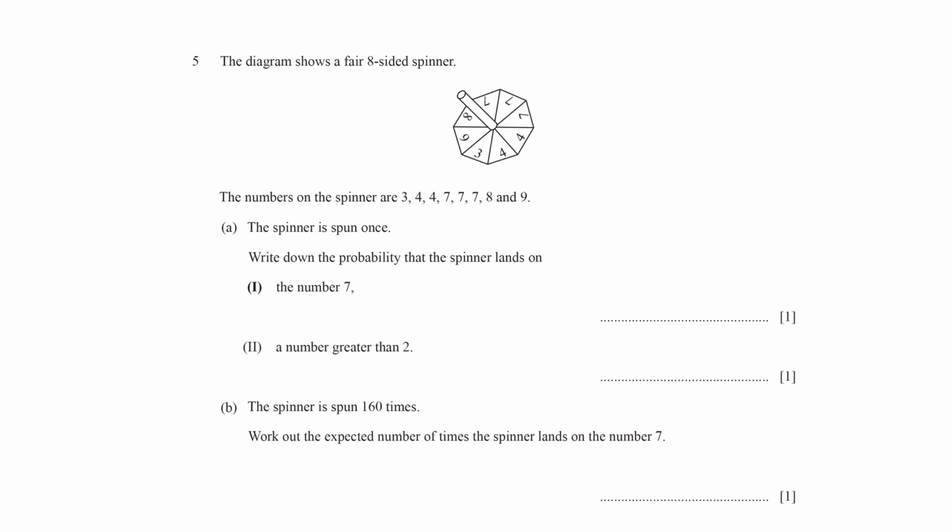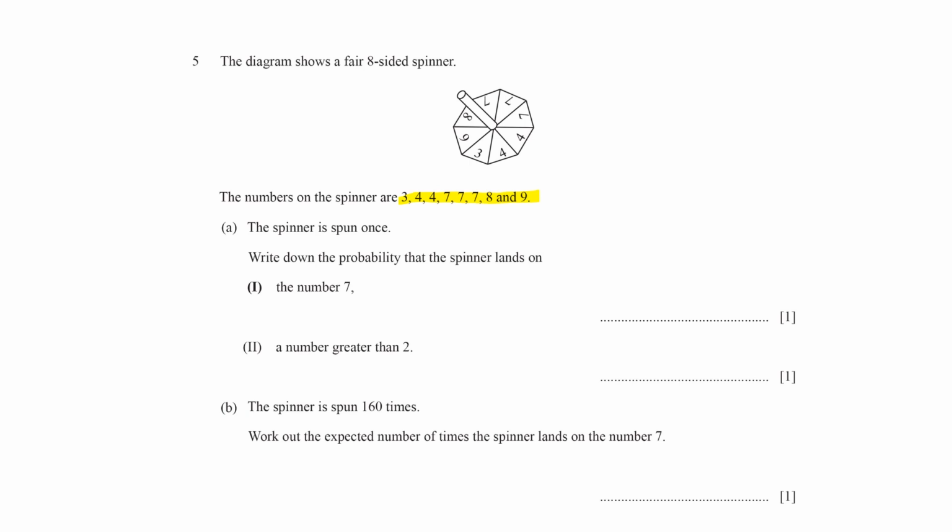Okay, let's start with the fifth question. It says that the diagram shows a fair 8-sided spinner. The numbers on the spinner are 3, 4, 4, 7, 7, 7, 8 and 9, right? The spinner is spun once. Write down the probability that the spinner lands on the number 7.